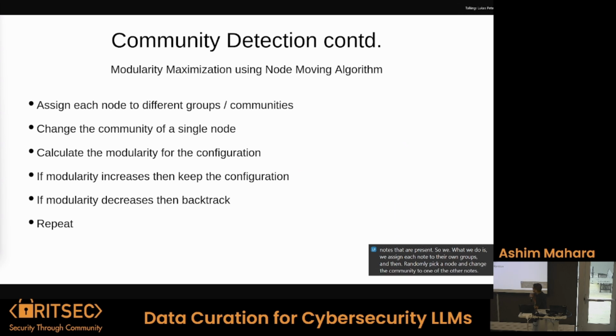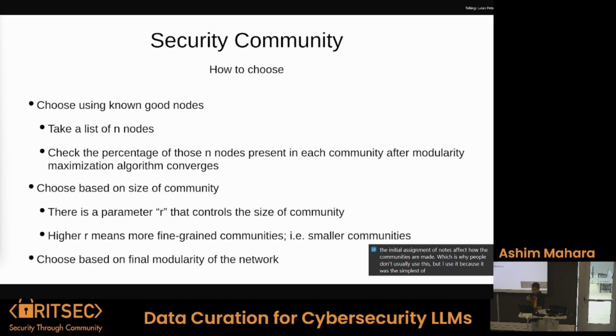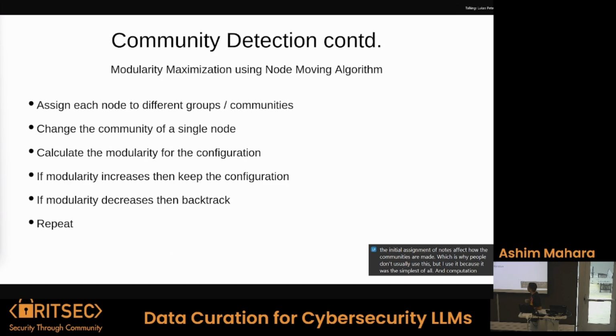And we compute modularity for the configuration. If modularity increases, which means that the number of edges are preserved, then we keep the configuration, or if it decreases, then we backtrack and go to another configuration, and rinse and repeat. One of the problems with this algorithm is that the initial assignment of nodes affects how the communities are made, which is why people don't usually use this, but I used it because it was the simplest of all, in terms of computational resources.